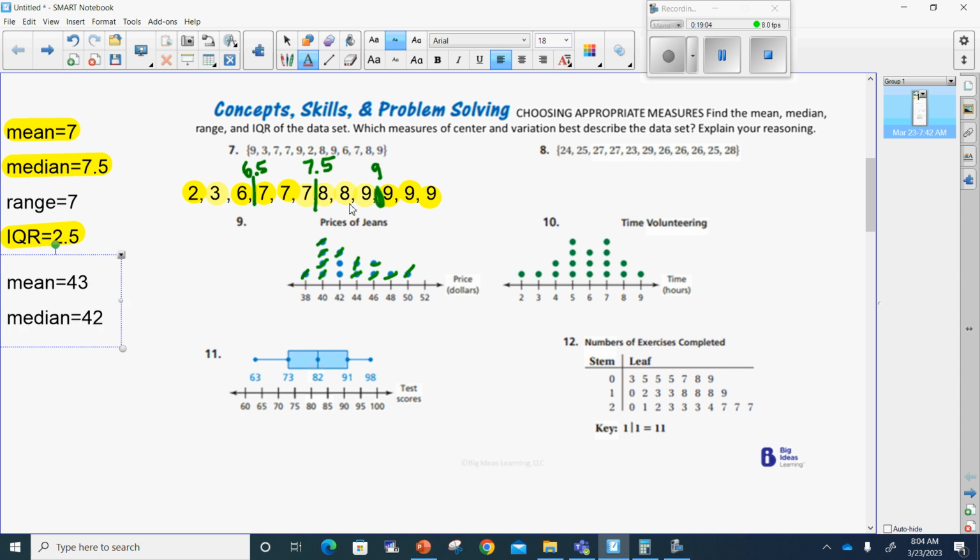All right, now we're looking at the range. The range is the biggest one minus the smallest one. 50 minus 38 is going to give us 12.